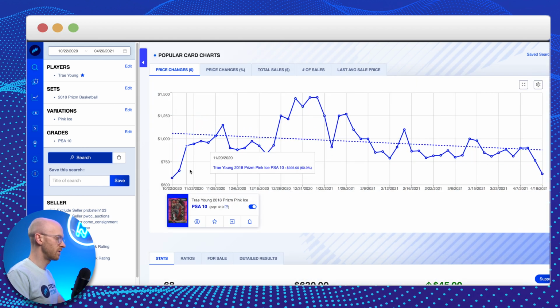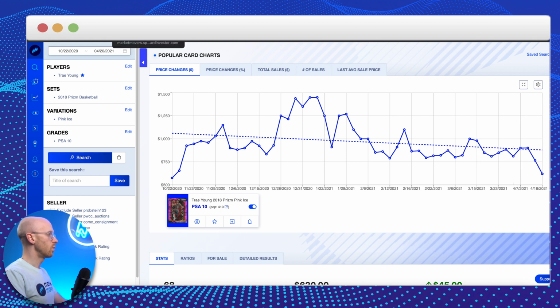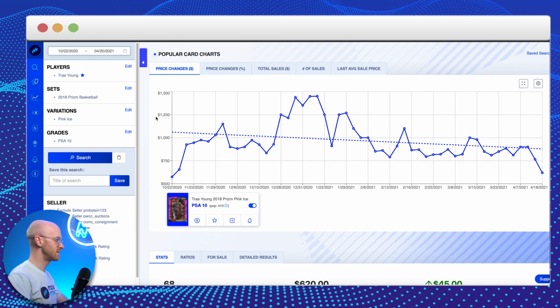And I can see that this card had this run up when Trae's stuff caught fire just right around the new year, and just steadily coming down, including most recently where it came down to this $620 point. So what else can I do with this information? How else can I determine, is this a good buy?